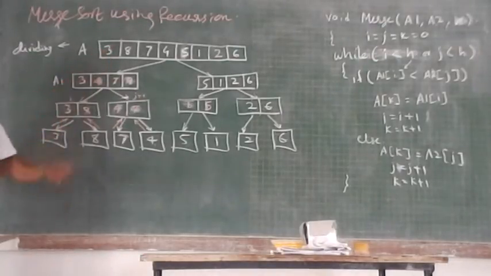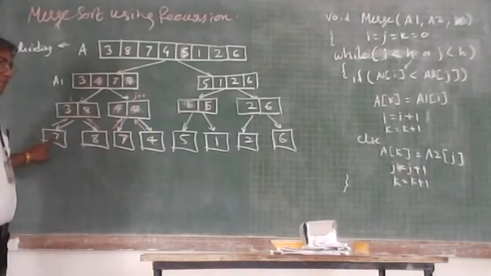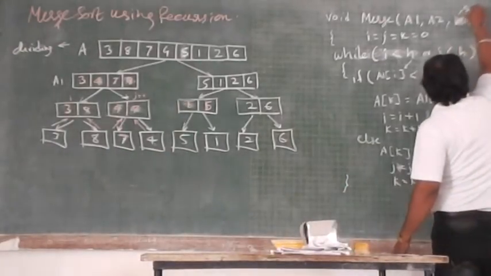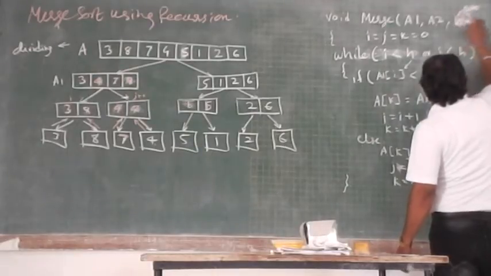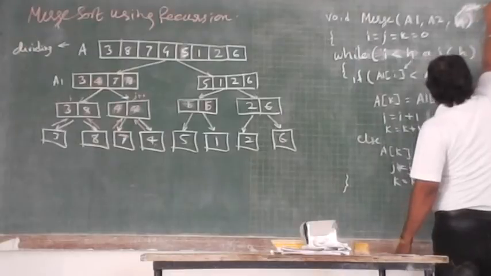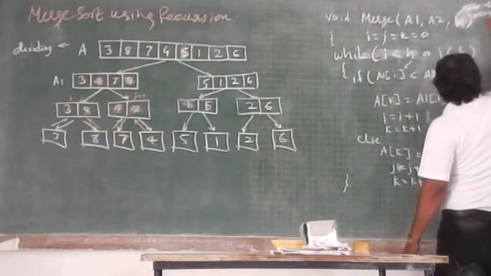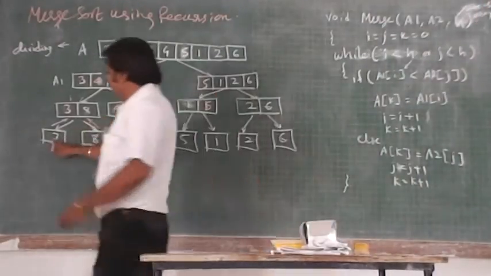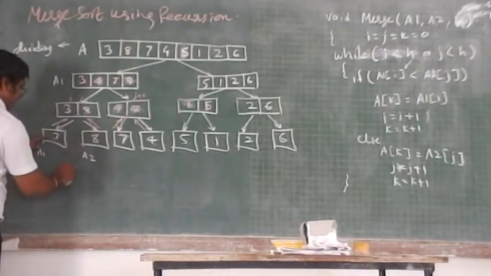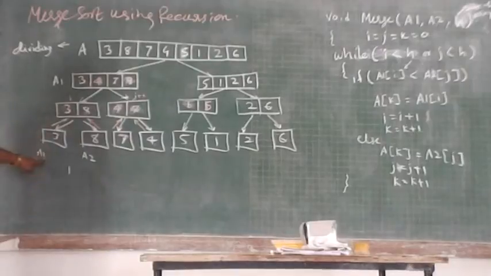I have given H directly. H means the size. What will H be here? What is the size? H is the size of the array. So this is A1, this is A2. What is the size of the arrays? 1. Then go for executing it.